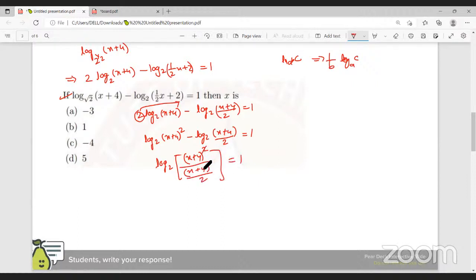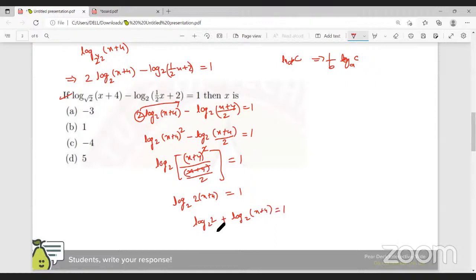So these two powers will get cancelled, and this 2 will go up. So log of 2 into (x + 2x + 4) is equal to 1. Now the log m into n property gives log m plus log n. Log 2 base 2, so you say 2 multiplies here. So log of 2 to the base 2 plus log of (2x + 4) equals 1, right?